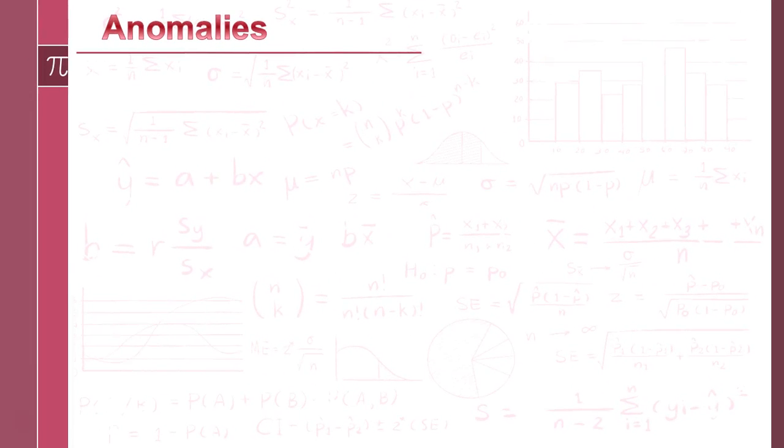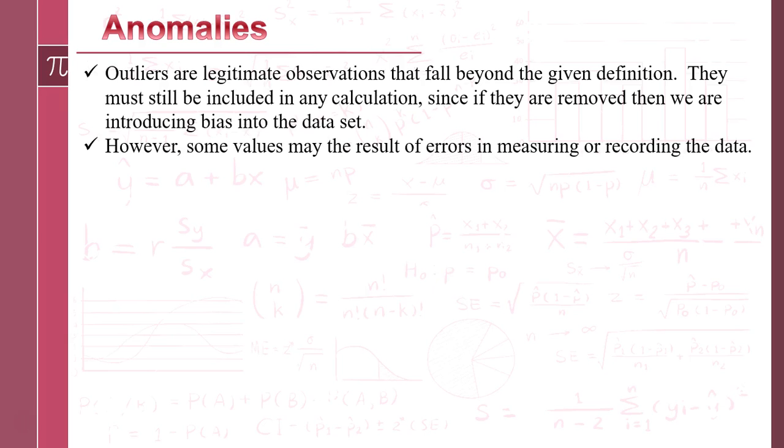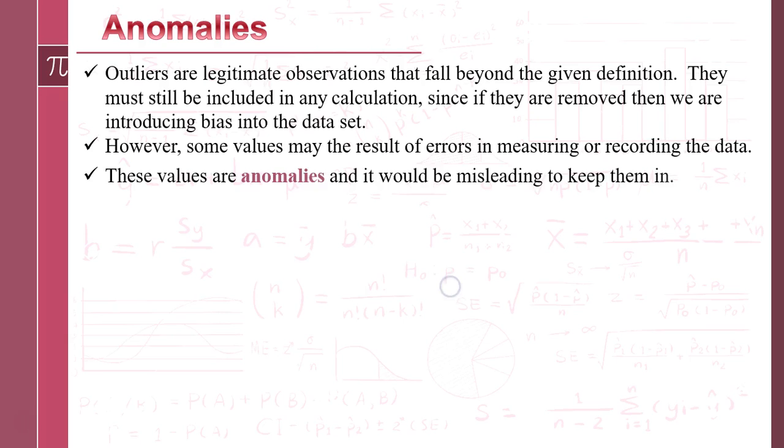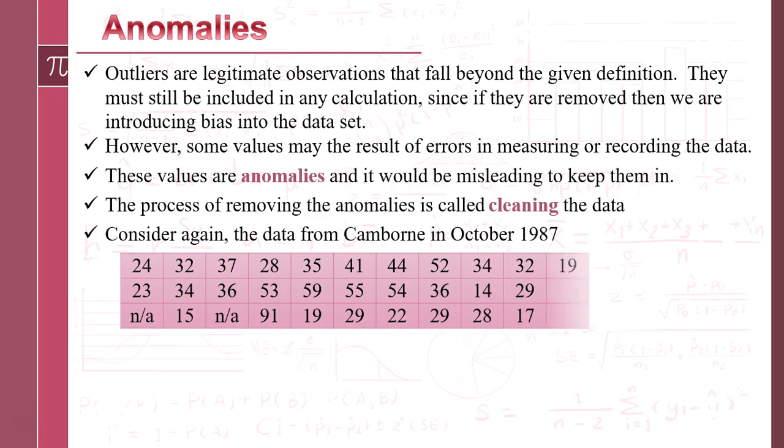Let's go and have a look at what an anomaly is. As I said, outliers are legitimate observations, and so still need to be included in our data set, because we can't just get rid of large or small values just because they look a bit different. They are genuine data values. However, you might get some values that may have come from the result of errors of measuring or recording. And these are the ones that are the anomalies. So outliers you keep in your data set when you're doing your calculations. Anomalies are the ones you get rid of, and you get rid of them by the process of what's called cleaning the data.